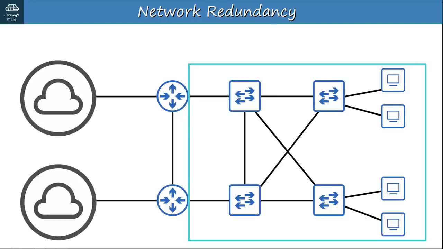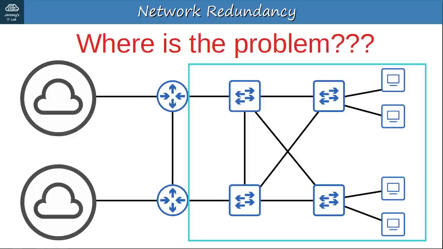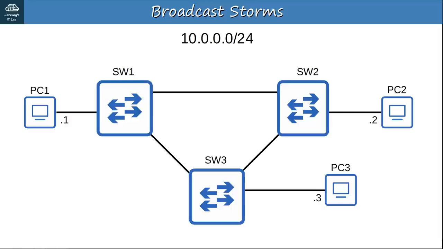However, without Spanning Tree, there is a major problem here which can destroy your network. So, where is the problem? Let me introduce the concept of broadcast storms. I'll use a simplified network topology to demonstrate the issue.